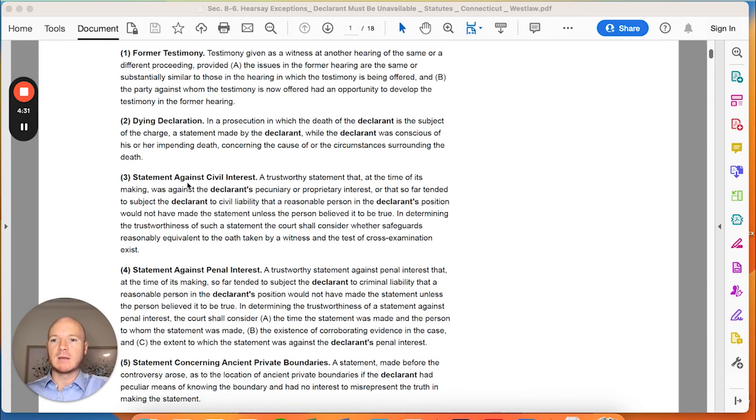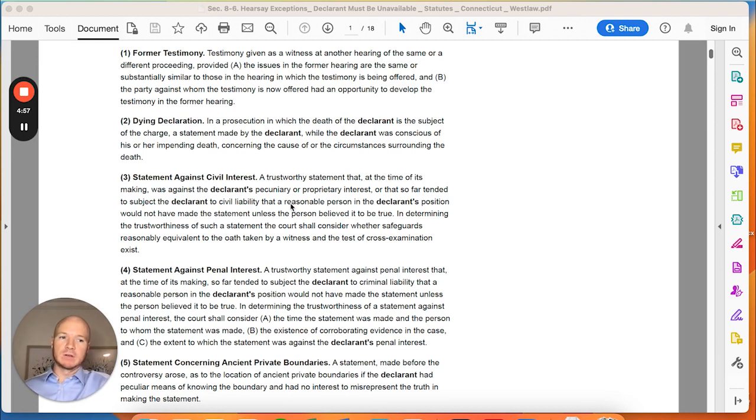I mean, maybe statement against civil interest or a statement against penal interest. I'm not going to go into it in too much detail, but basically, if a witness made a statement against their own civil or penal interest in the past, then it could potentially be introduced as evidence if that witness is unavailable.